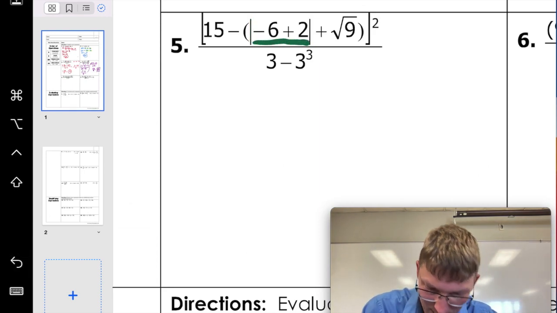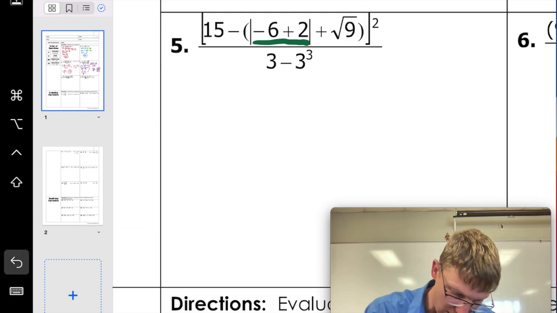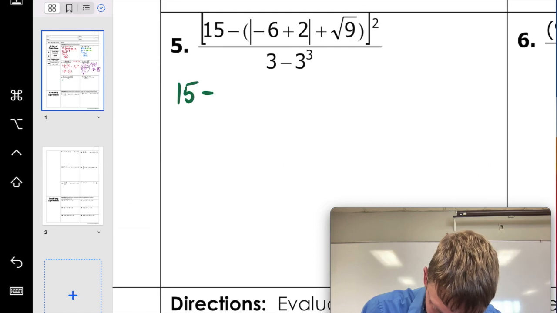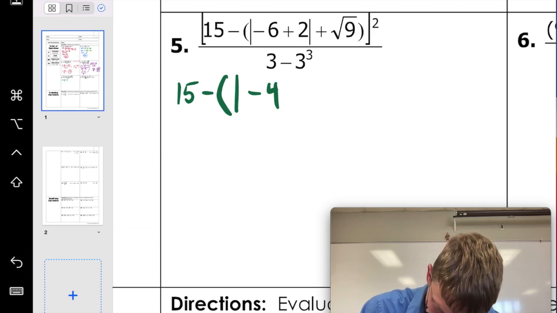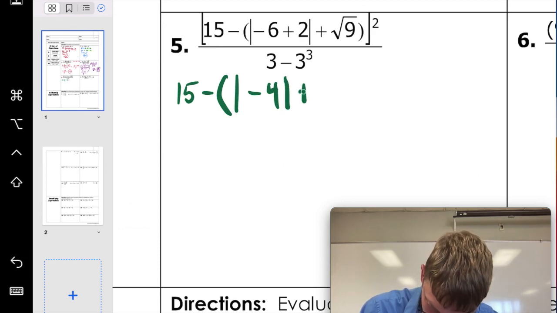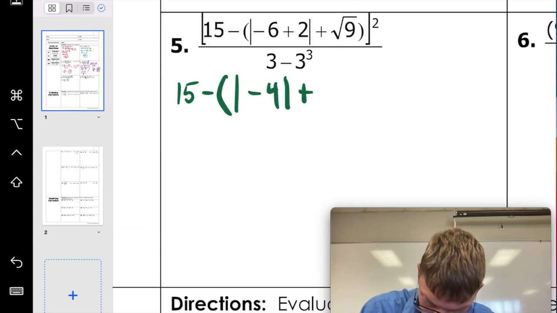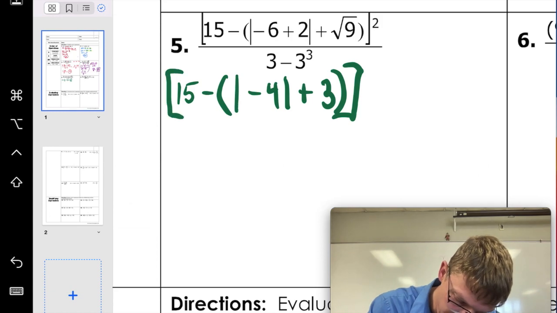So inside of this absolute value, we've got -6 plus 2. So 2 minus 6 is another way to think about that. So I'm going to rewrite this whole thing. Absolute value, so that's going to be -4. Oh no. Plus, we can probably go ahead and take care of that guy. Square root of 9 is going to be 3. Then we have our square brackets over the whole thing.